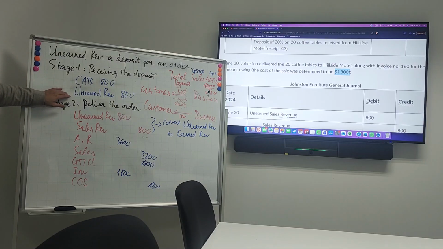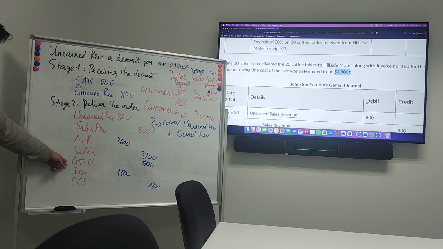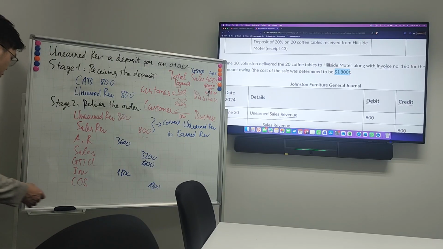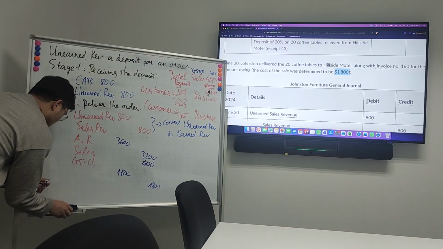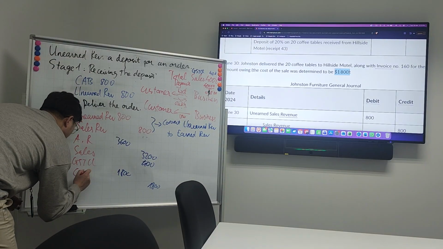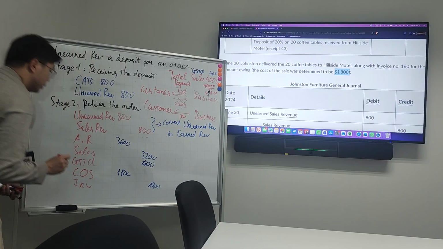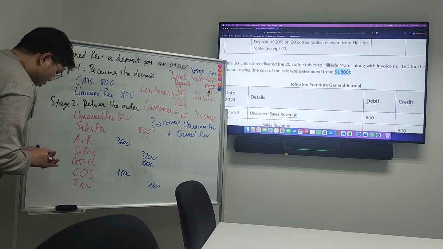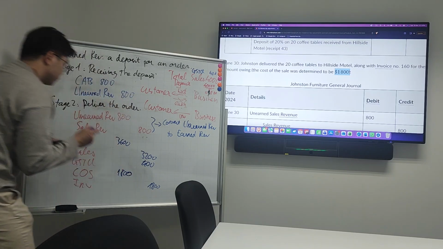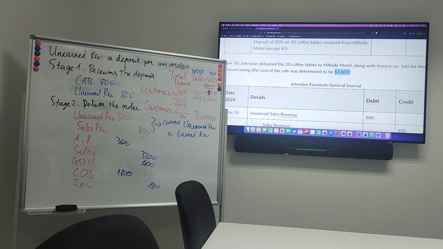Now, for unearned revenue, I've already said before, it's a liability. At this point, you should already know how to explain why an account has a certain classification. Sales revenue is a revenue, accounts receivable is a current asset, GST clearing is a liability, inventory is an asset, and cost of sales is a, sorry, it should be cost of sales debit and inventory credit. Okay. We good?